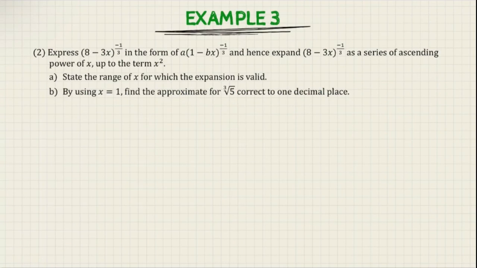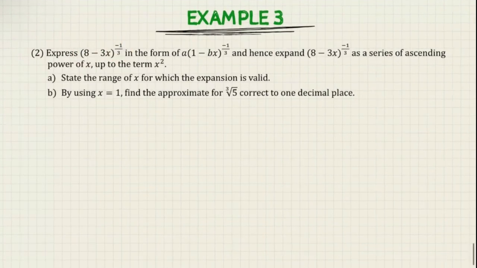Okay. Ini kalau kamu tengok, formula dia bukan 1 tapi dia start dengan 8. Okay, tapi n kita adalah negative 1/3. So express 8 minus 3x to the power of negative 1/3 in the form of a(1 minus bx) to the power of negative 1/3 and hence expand as a series of ascending power of x up to the term x squared. Okay, so soalan pertama adalah express ini dalam bentuk ini, kemudian expand sampailah x squared. So kita mulakan dengan first question dahululah.